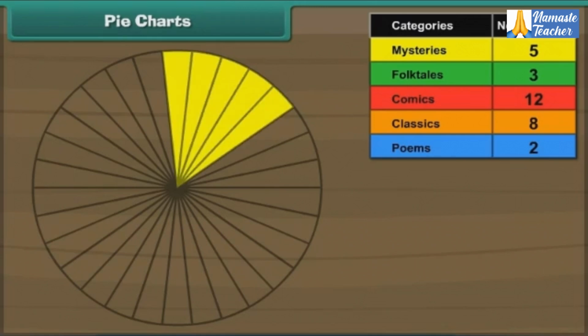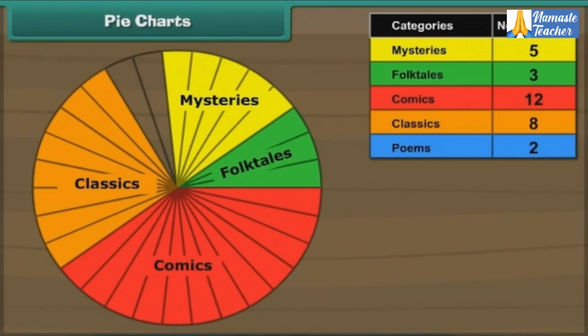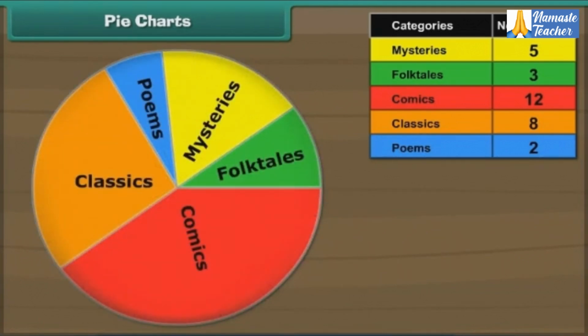Let us color 5 adjacent sections yellow and write mysteries. Let us now color the next 3 adjacent sections green and write folk tales. Now we count the next 12 sections. We color them red and write comics. Next, we count 8 adjacent sections, color them orange and write classics. Finally, we color the remaining 2 sections blue and write poems. The pie chart is ready.